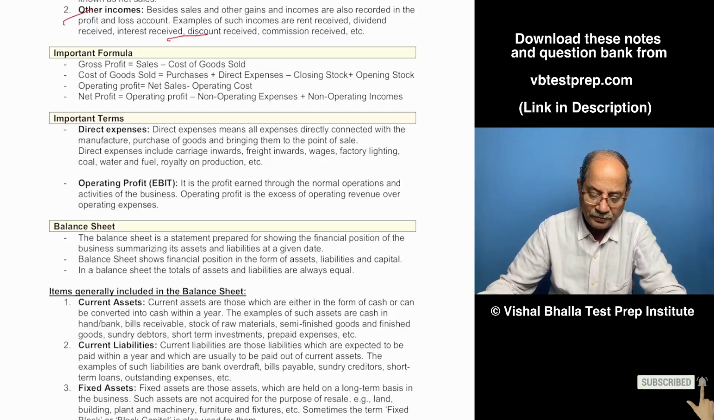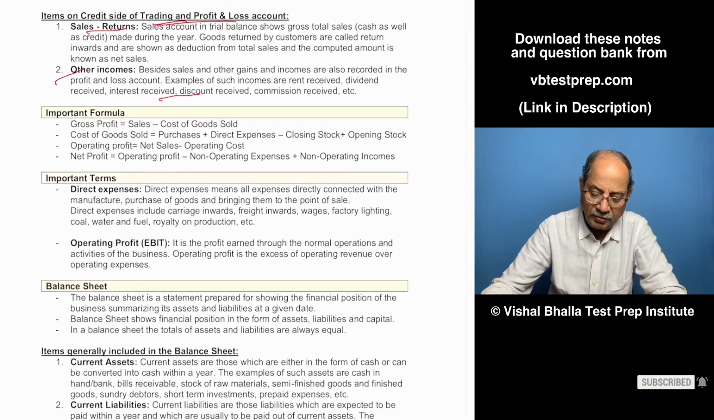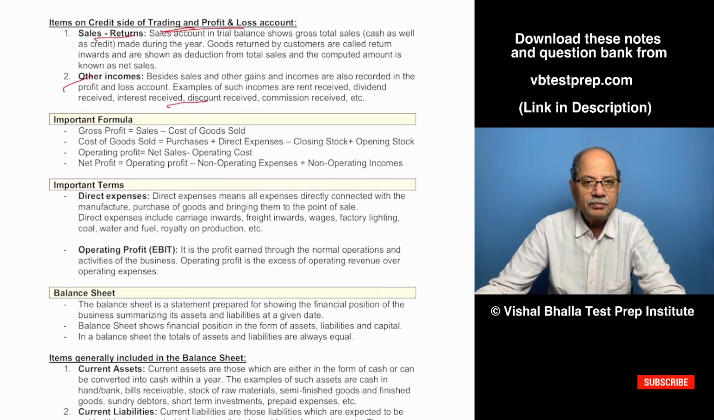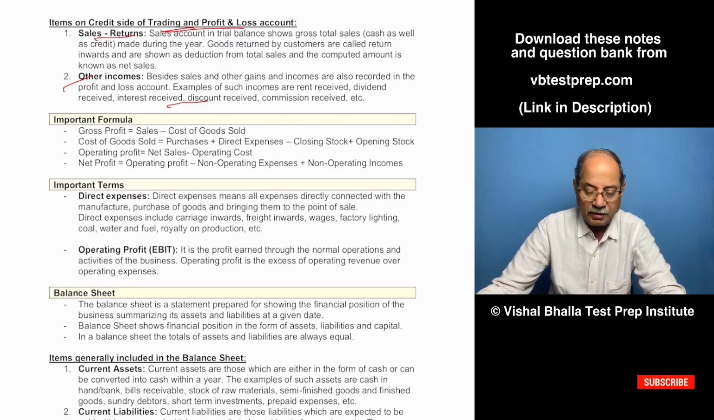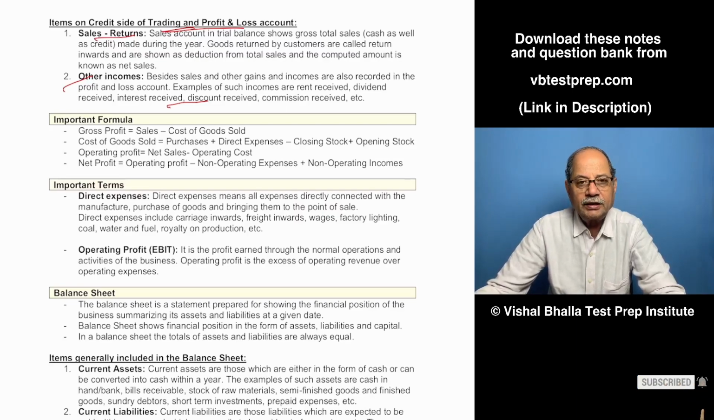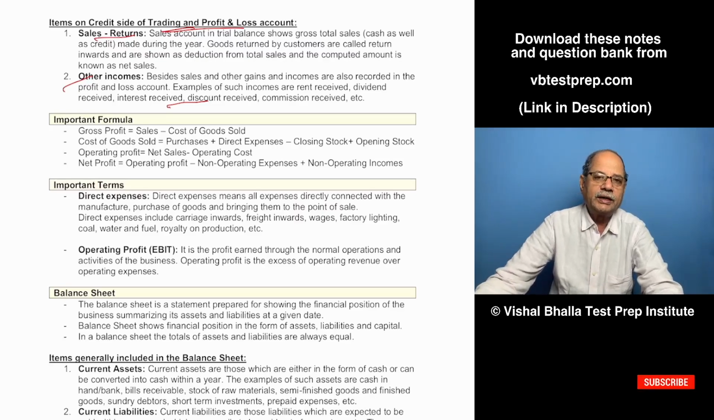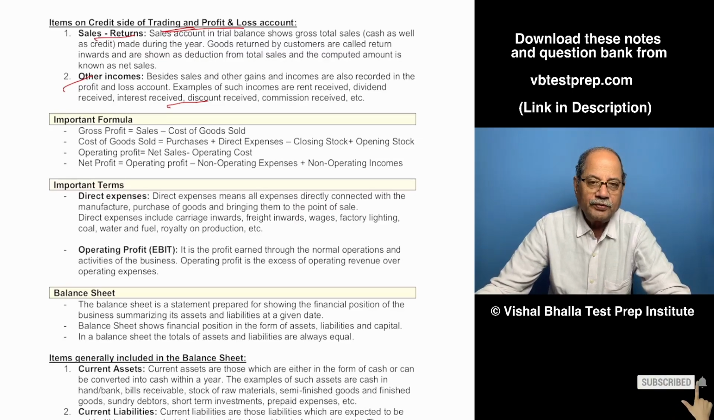Hello friends. In my last video I explained various items to be shown in the debit side of the trading account, the credit side of the trading account, and similarly the debit of the P&L or the credit of the P&L. At that time one more item was there to be shown in the credit side, that is the closing stock. Closing stock is the value of stock that is with the firm at the end of the accounting period.